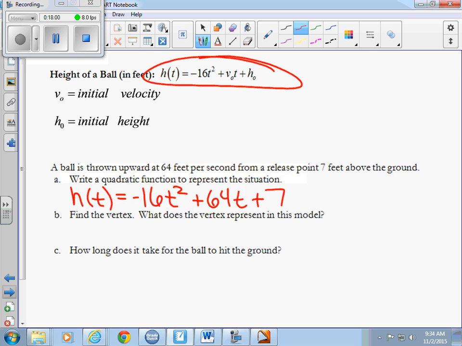Find the vertex. How do we find the vertex? Just like we have been. It has t's instead of x's. Don't let that confuse you. Alright, we'll just do t equals negative b over 2 times a. Is that 2?